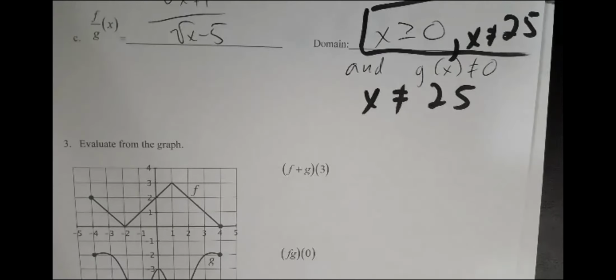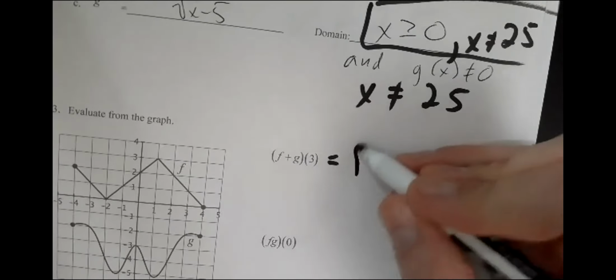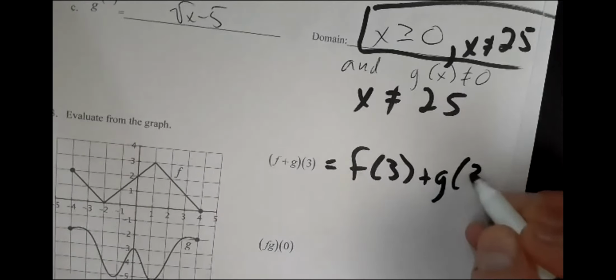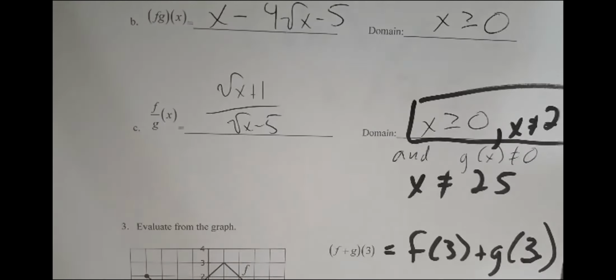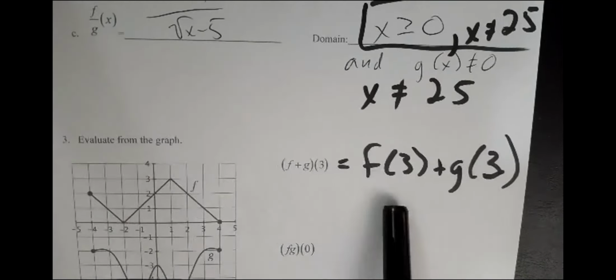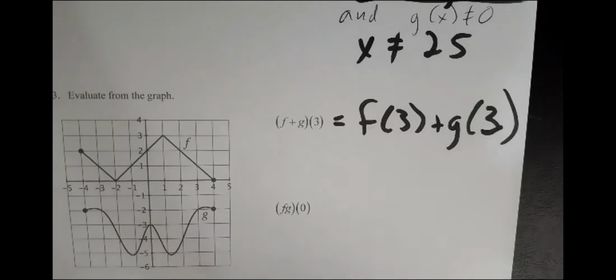All right, so write out your definition. If you write out your definition on these guys, I think you will probably get them correct. Most of the time when people are getting things wrong, they're not writing out their definitions. So f plus g of x equals f of x plus g of x. If it's 3 here, it's f of 3 plus g of 3. So write out your steps. Don't try to do too many things at once.